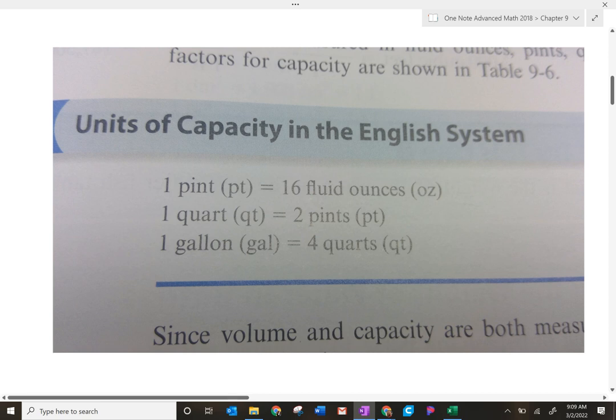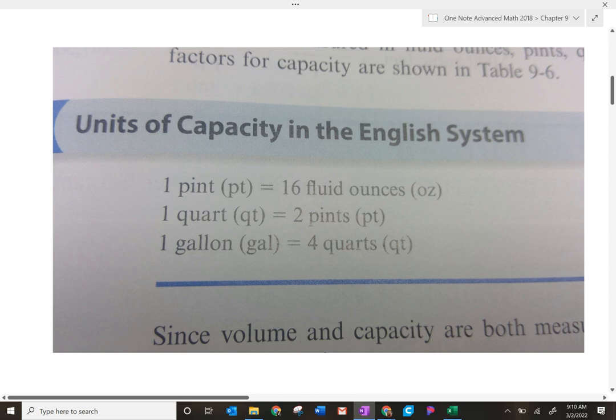I'll say it's a liquid that'll go with the fluid ounces, which makes sense. But you can't say that you're going to get 8 ounces of flour. Or sorry, I'll say 16 ounces of flour, because a pound of flour is a lot bigger than just 1 pint. So if you're measuring liquids, that's where the fluid ounces comes from.